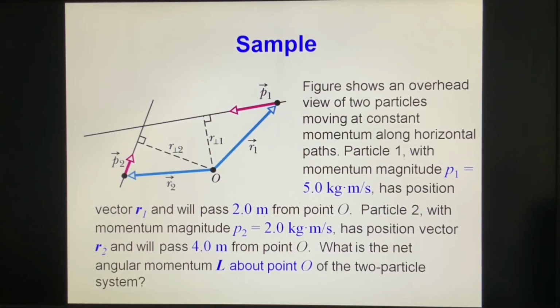Example. The figure shows an overhead view of two particles moving at constant momentum along horizontal paths. Particle 1 with momentum magnitude P1, 5.0 kilogram meter per second, has position R1 and will pass 2.0 meter from point O. This is the distance. Particle 2 with momentum magnitude P2, 2.0 kilogram meter per second, has a position R2 and will pass 4.0 meter from point O. What is the net angular momentum L about point O of the two particle system?